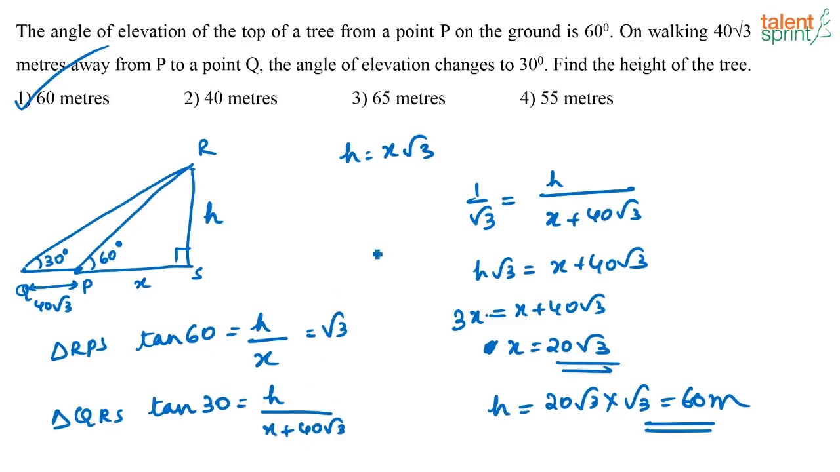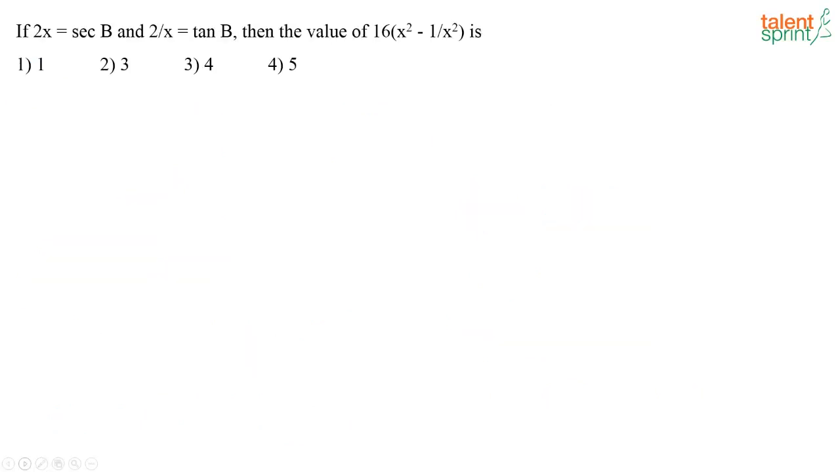You have to just frame these equations and solve. That's all. See, in heights and distances, if you draw the diagram correctly, you will be able to arrive at the answer. Next one. If 2x is equal to sec b and 2 by x is equal to tan b, then the value of 16 into x squared minus 1 by x squared is dash.